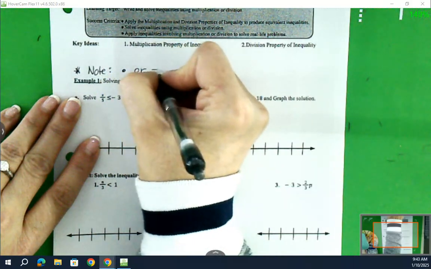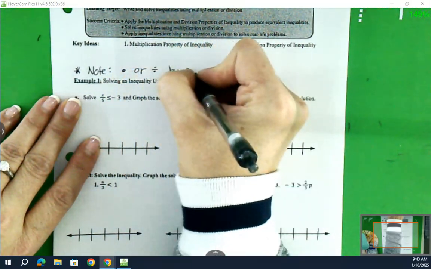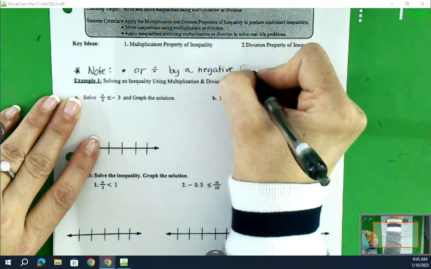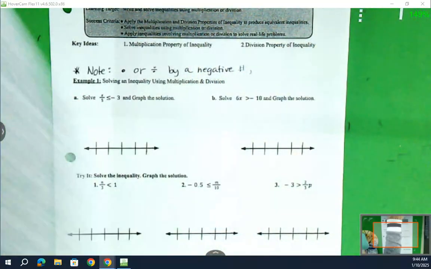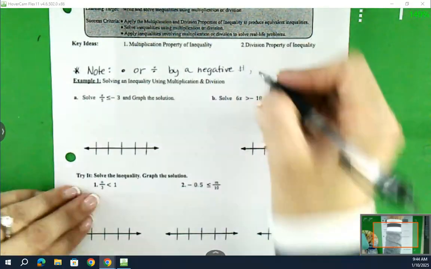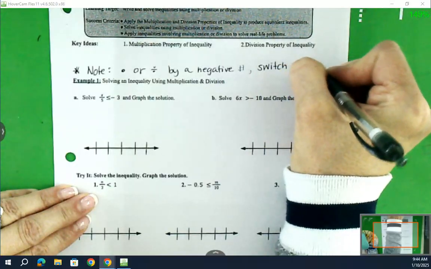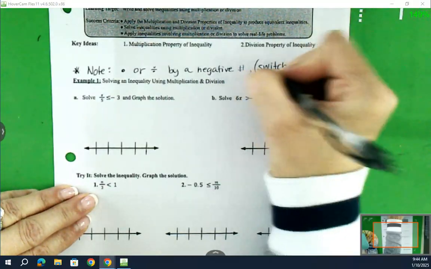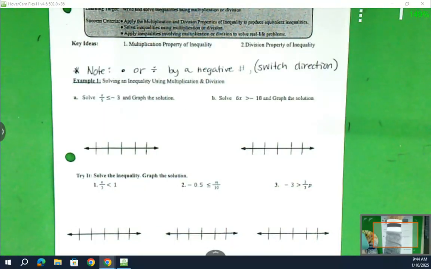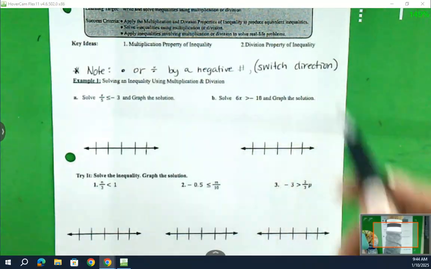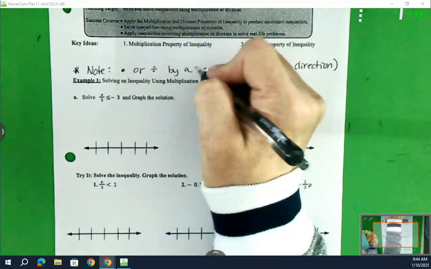When we multiply or divide by a negative number, our inequality switches direction. So I'm just going to write switch direction. And that's because negative means opposite. And when we had an equal sign, we didn't have to switch anything. But with inequalities, we have to make our less than switch over to greater than anytime we work with a negative number.